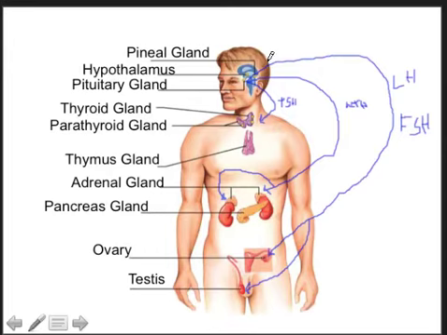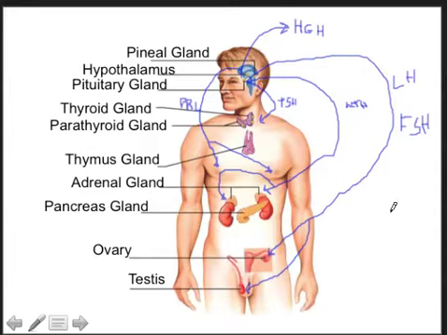Other hormones that are produced by the anterior pituitary include HGH, that stands for human growth hormone, and what that causes you to do is to grow, to increase in size, HGH. And then there's another hormone called prolactin, which targets the breast tissue and stimulates milk production. Okay, and then PRL, prolactin. And so you can see that the anterior pituitary is pretty important.